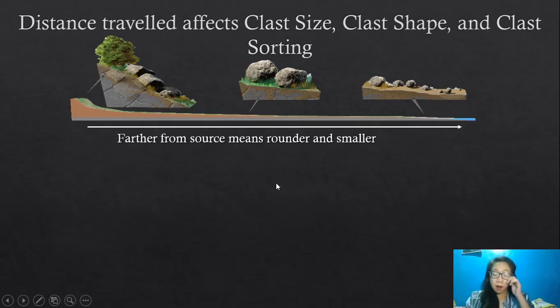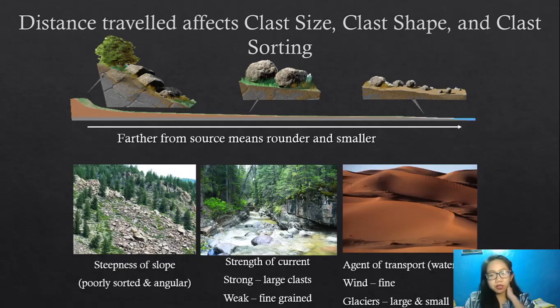Okay, so this image is just showing you the different ways clasts or sediments can travel from one location to another. Remember, the formation of clastic sedimentary rocks has a series of processes. After weathering and erosion, it will now transport. The transportation process could be because of gravity. The steepness of the slope will trigger the clasts or particles to move down the slope.